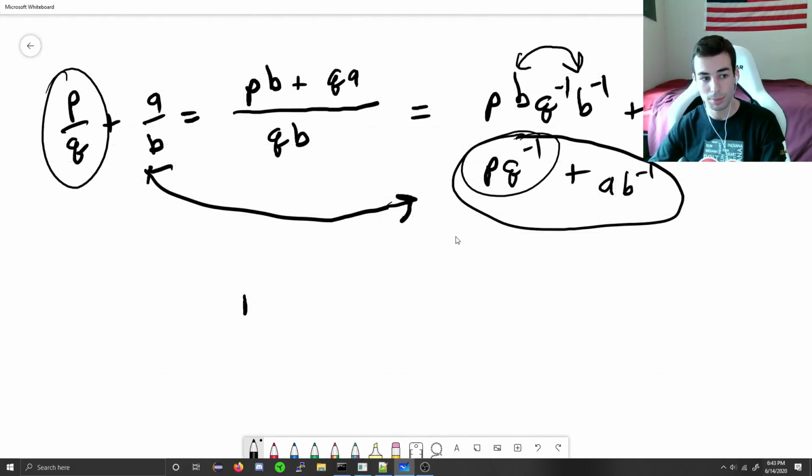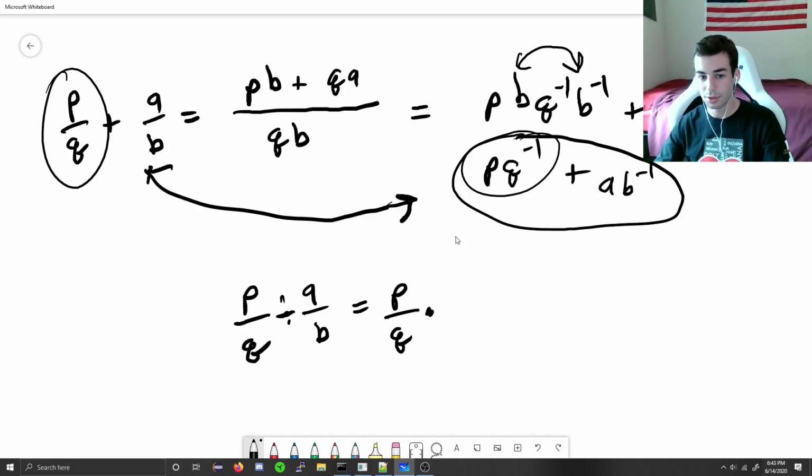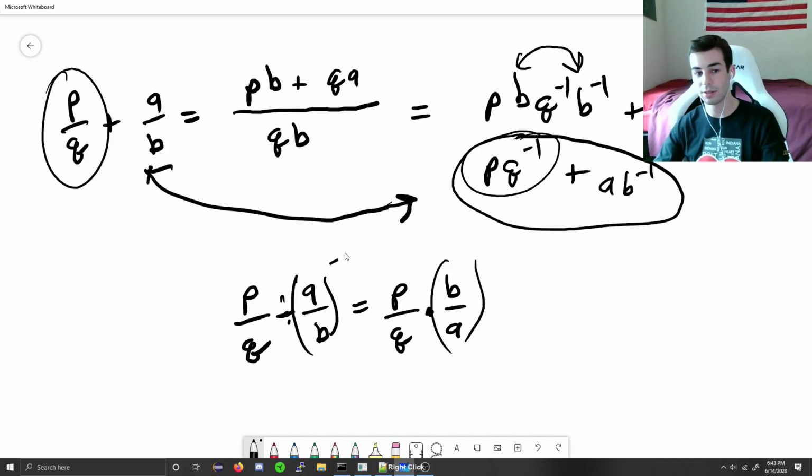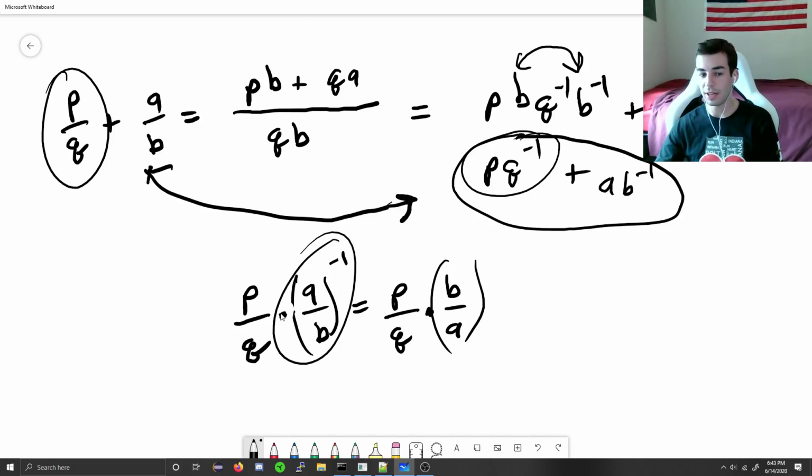Well, if we have P over Q, and I guess division is multiplication, right? So A over B, we want to divide, so divided by A over B. This is the same as P over Q times B over A. Now this part right here is just the multiplicative inverse of this. That's all that is. So if we want to do this division, we can just take the mod inverse of this thing here, and that'll give us exactly what we want.